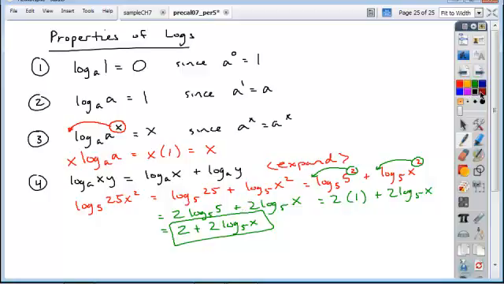The same holds true with division. If you take a quotient inside of a log, you can expand this out as well, but this time the expansion isn't a sum of logs, it's going to be the difference. So any factor that exists in the denominator of a fraction is going to have a negative sign in front of it. Any factor that exists in the numerator of a fraction inside of that log is going to have a positive coefficient.